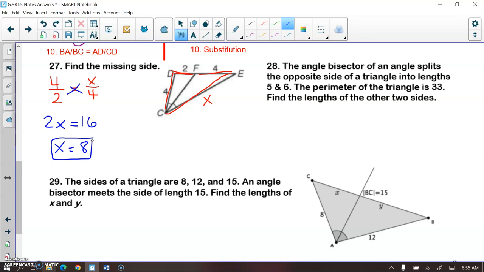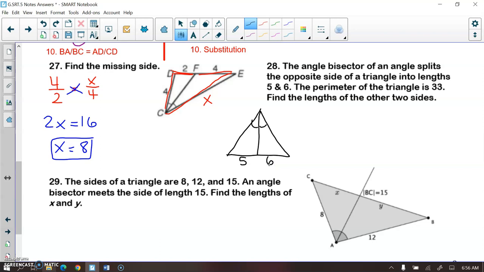All right, this next one's a little bit complicated. We are going to draw ourselves a picture. So we have the angle bisector of a triangle. So let's draw ourselves a triangle and an angle bisector. It splits the opposite side of the triangle into lengths 5 and 6.